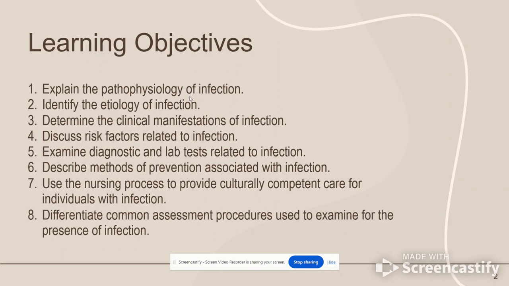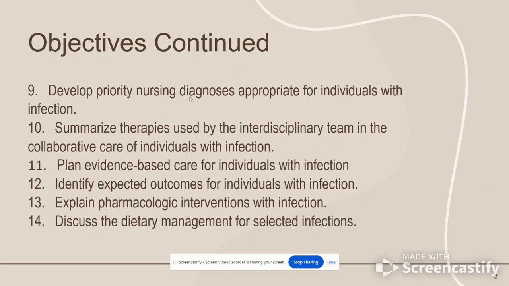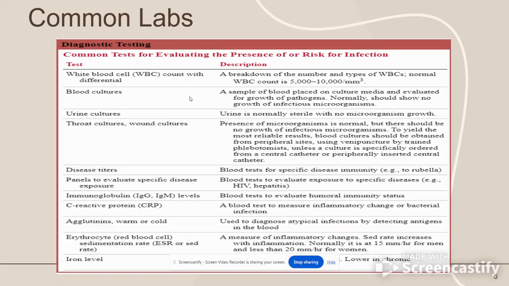So here are your learning objectives based on the syllabus. I'm not going to read them, but there they are. All right, so some common labs that we will see when you are testing patients for specific infections. We have the white blood cells, which is a breakdown of the number of types of white blood cells. Normal white blood cell count is between 5 to 10,000.